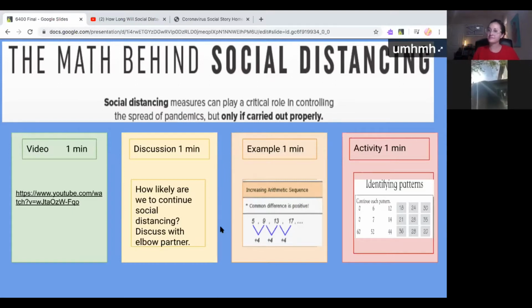Okay, our next aspect of our lesson is going to be looking at a 1-minute example, and the topic is going to be increasing arithmetic sequence. Okay, and we're looking at the fact that the common difference in this case is positive.